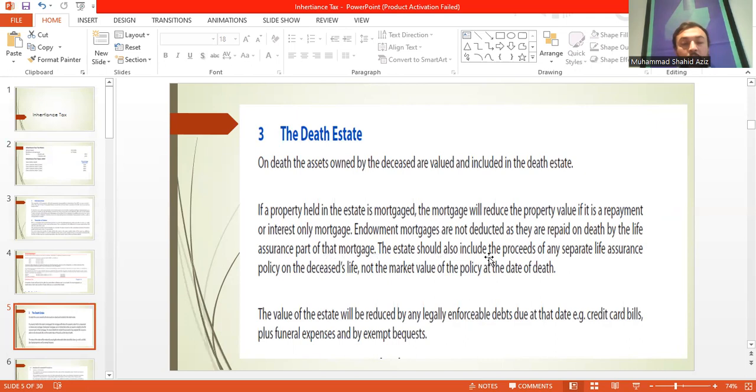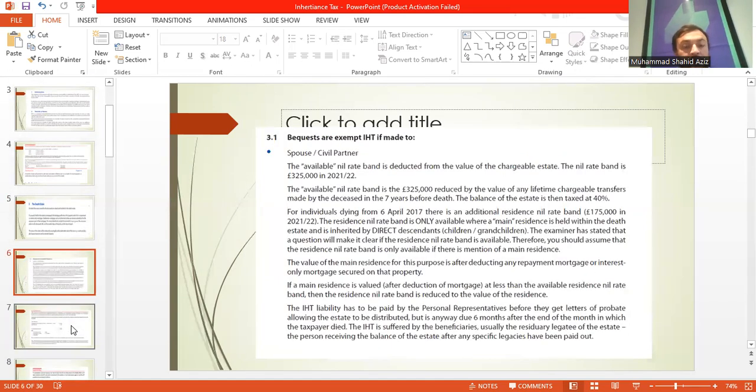The estate should also include the proceeds of any separate life insurance policy on the deceased's life, not the market value of the policy at the date of death. The value of the estate will be reduced by any legally enforceable debts due at that date, credit cards, bills, plus funeral expenses, and by exempt bequests. So bequests are exempt from inheritance tax if made to a spouse or civil partner. The available nil rate band is deducted from the value of the chargeable asset.